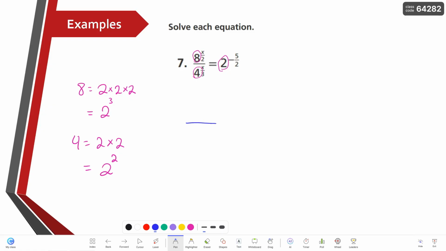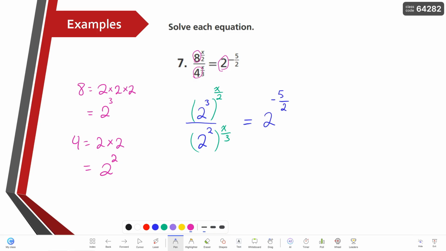So the upper part would be something like this: 2 raised to the power of 3, and then we have 4, which is 2 raised to the power of 2. But don't forget that each one has another exponent, which is here x over 2, and here the exponent is x over 3. That's it. Okay, so we can now notice that the left hand side and the right hand side have the same base, which is 2, and the exponent 5 over 2 here. Okay, so what is the upcoming step?